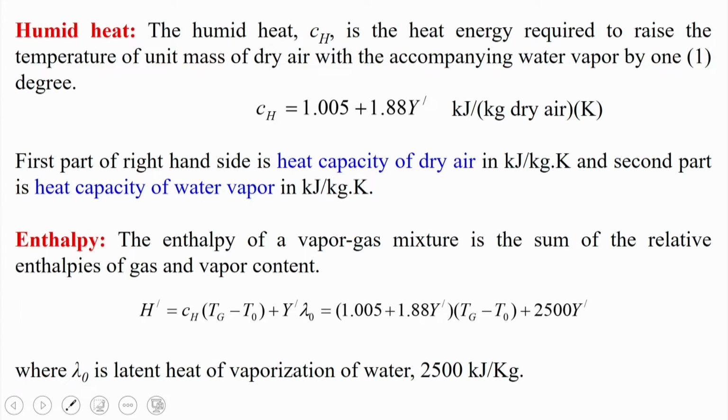And the last term is enthalpy. The enthalpy of a vapor-gas mixture is the sum of the relative enthalpy of the gas and the vapor content. So, H prime is equal to Ch into (Tg minus T0) plus y prime into lambda 0. If we replace the first term of the right hand side, it will be equal to (1.005 plus 1.88 into y prime) into (Tg minus T naught) plus 2500 into y prime, where lambda 0 is the latent heat of evaporation of water, that is 2500 kilojoule per kg.